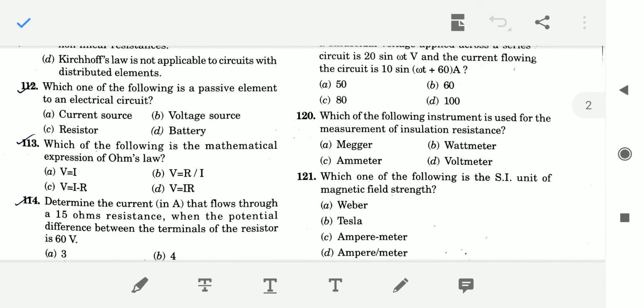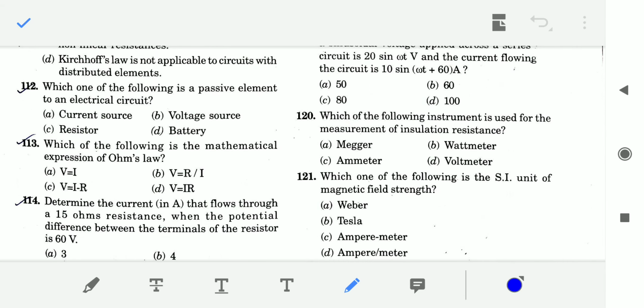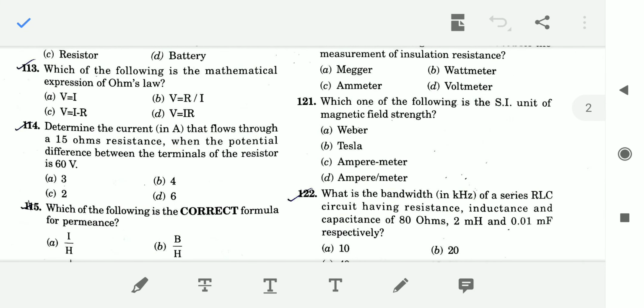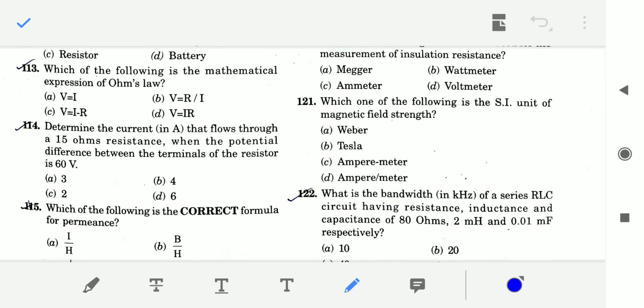So which one of the following is a passive element in the electrical circuit? See, current source, voltage source, battery are the active elements, sir. So the only passive element given is resistor. So the answer is resistor, sir. Okay, and next, which of the following is the mathematical expression of Ohm's law? We know V equal to IR. So option D is right.